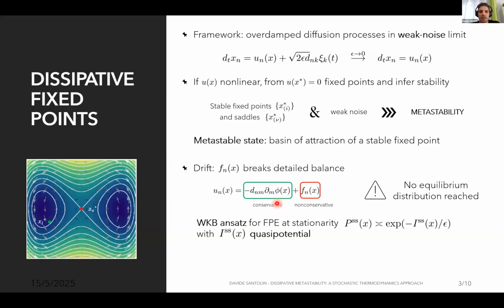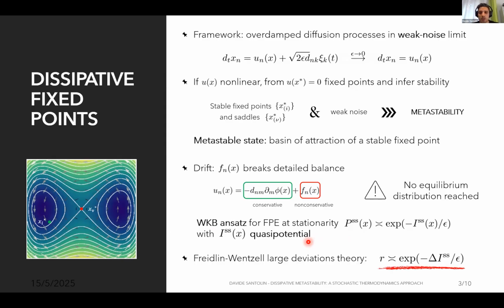Things get complicated when in the drift we have some terms breaking detailed balance. In that case, in the long time limit, we won't reach equilibrium. But given the framework of weak noise, we know that the stationary distribution that we will reach in the long time limit will have the form of a WKB distribution governed by this quantity, I_SS, which is called the quasi-potential. That is an object that plays the role of the conservative potential in the equilibrium case, let's say.